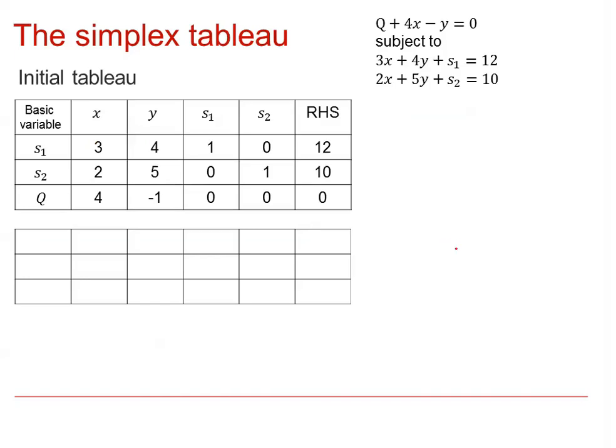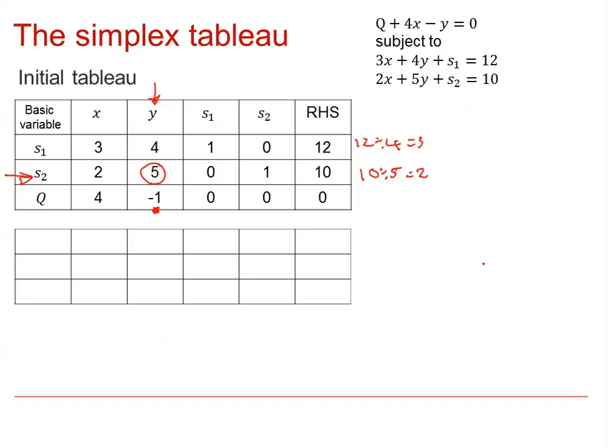So now we need to perform our first iteration. So the first thing we need to do is identify the pivot element. You can see that the most negative element in the objective row is -1 and it's in column Y, so this is our pivot column. And then we perform our ratio test. Two is the smallest positive value, so S2 is our pivot row and 5 is our pivot element.